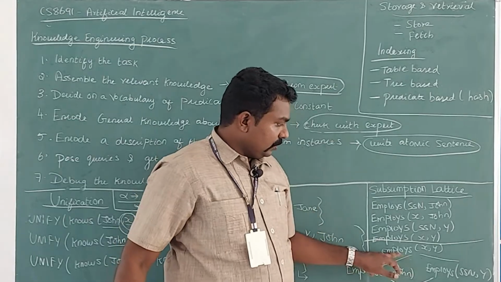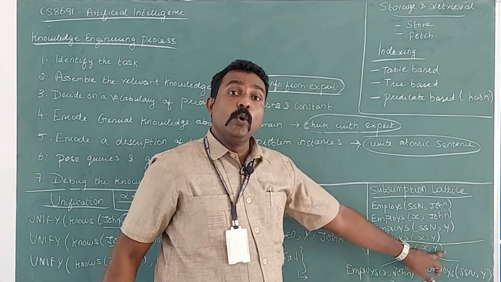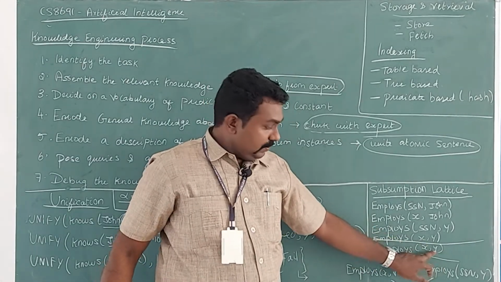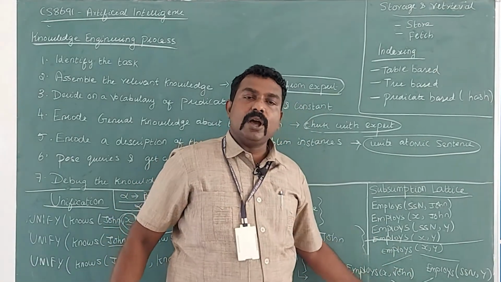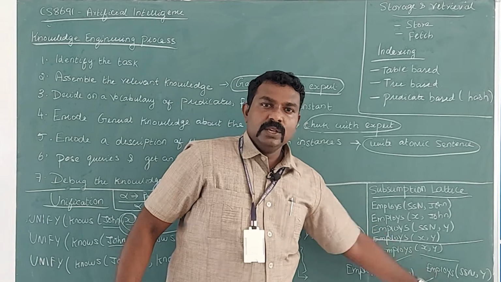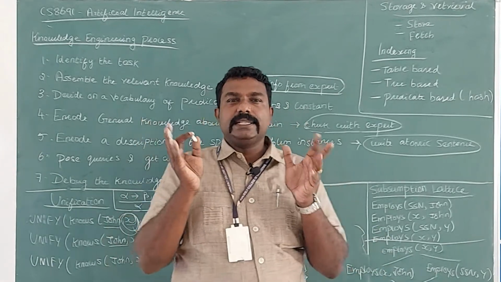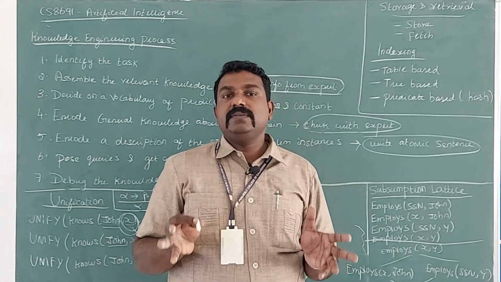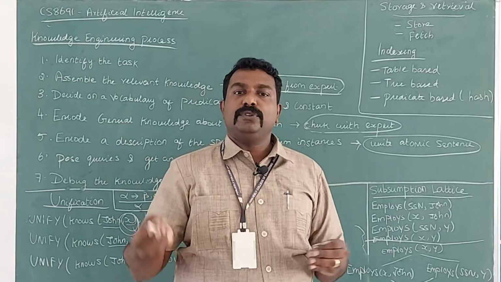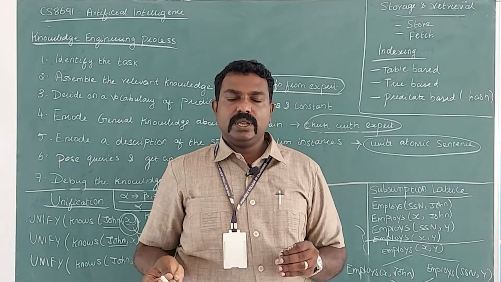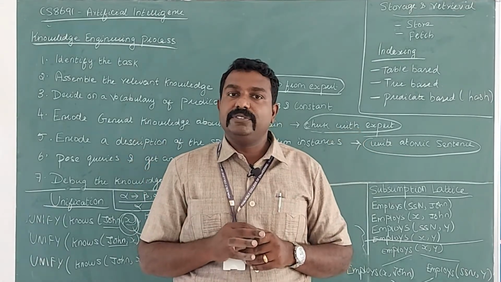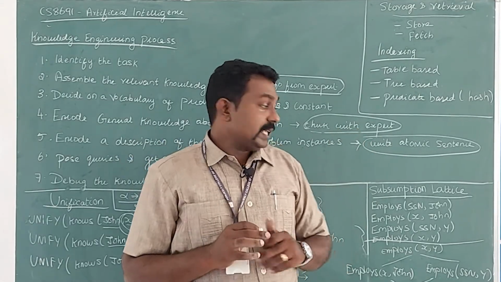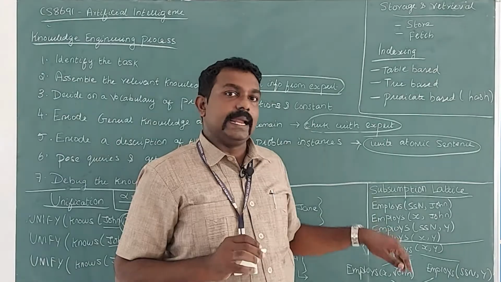So if the question is who is employed by whom, by seeing the subsumption lattice, you can come to know that SSN employed John. Okay. So it is a tree like representation by which you can easily retrieve the information you want. The subsumption lattice contains the entire data in the form of a tree like structure. So that you call a subsumption lattice.